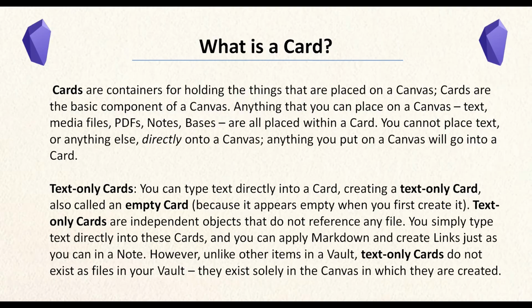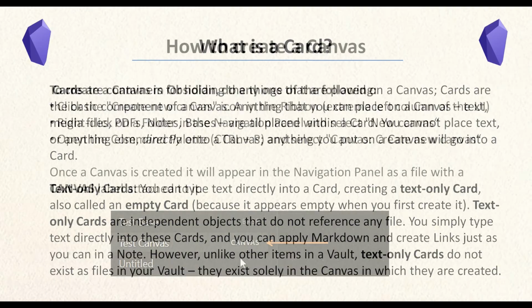There is a special kind of card called a text-only card. You create these by typing text directly into the card. These cards are also called empty cards because they appear empty when you first create them. Text-only cards are independent objects that do not reference any file. You simply type directly into the card. You can apply markdown in text-only cards. You can create links there, just as you can do in a note. Even the note's right-click menu functions within a text-only card. However, unlike other items in a vault, text-only cards do not exist as files in your vault. They exist solely in the canvas in which they are created.